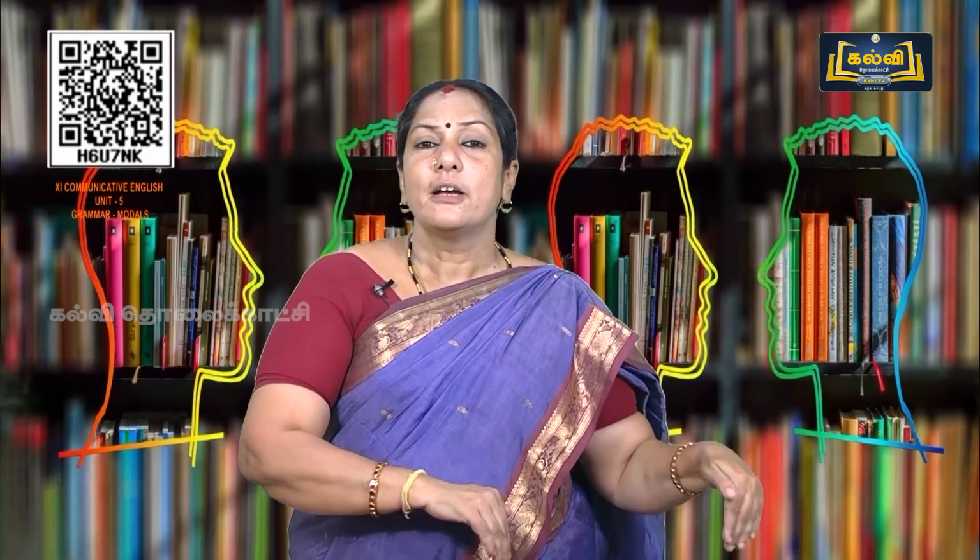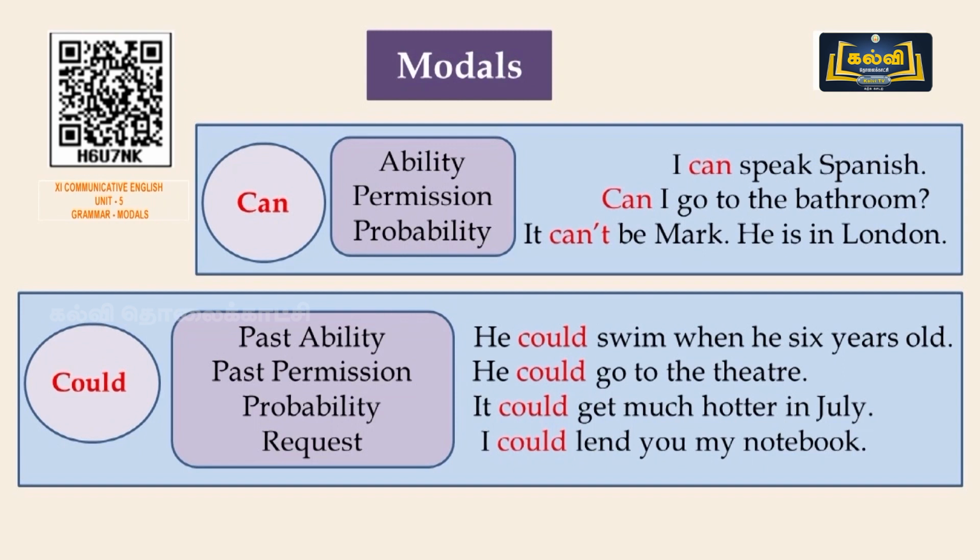Fine. How are these modals useful to us? In which way are we going to use these modals and frame sentences? Right. Now we are going to see these modals and for what purpose they help us. Can. Can helps us to show our ability, to seek permission, and it shows probability.